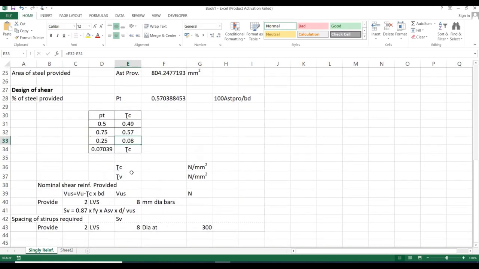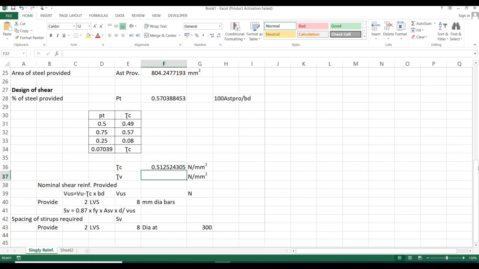So to calculate this, I have the tau c using different methods. We can calculate the variation of the tau c at 0.57. So how to calculate? It is equal to 0.49 plus the difference of this tau c divided by this one, into this.